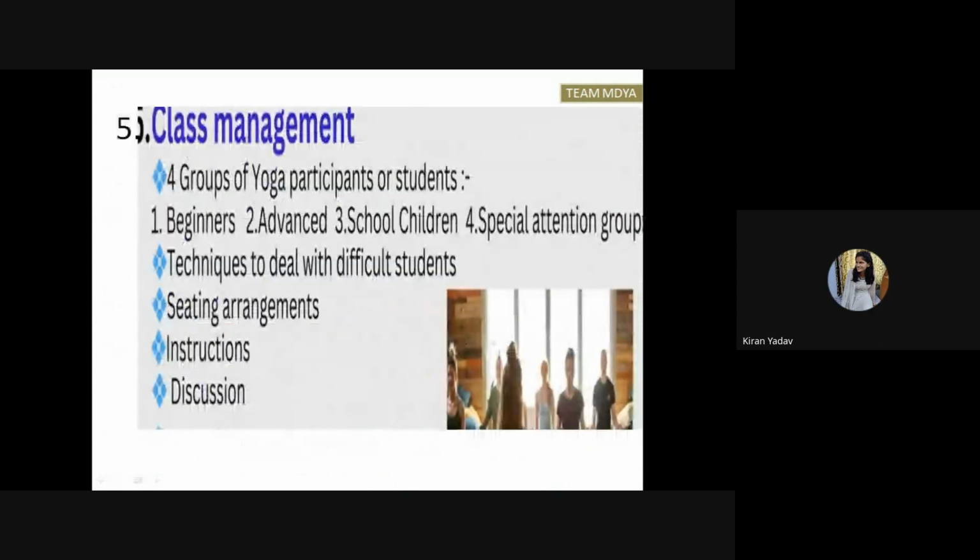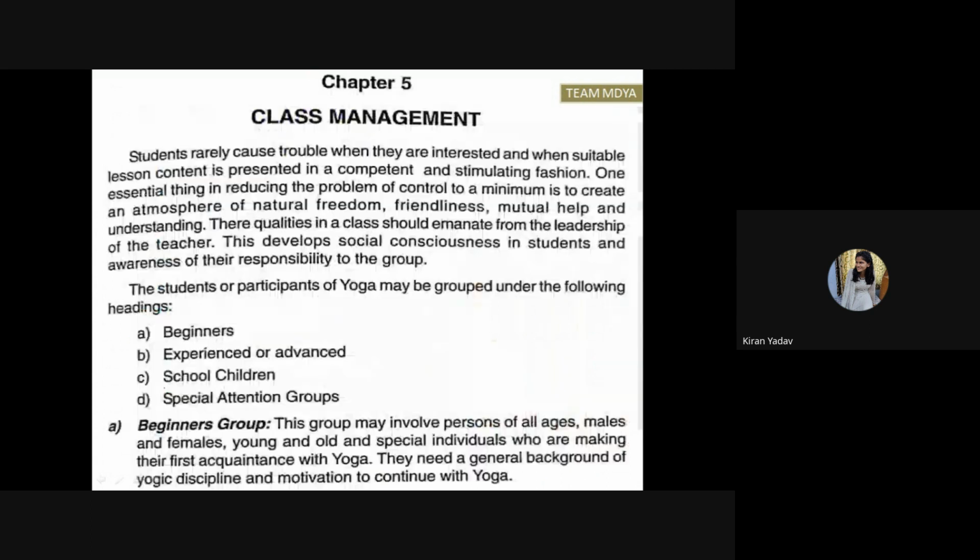After this is our fifth chapter, class management. In this chapter, we will cover four groups of participants: beginner, advanced, school children, general attention group, techniques to deal with difficult students, sitting arrangement, instructions, and discussion in the last. So in this chapter, we will know about everything about class management.